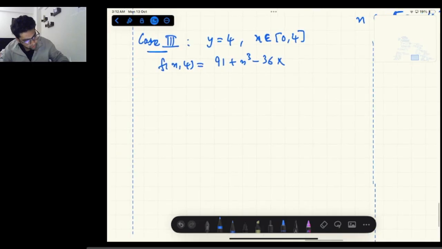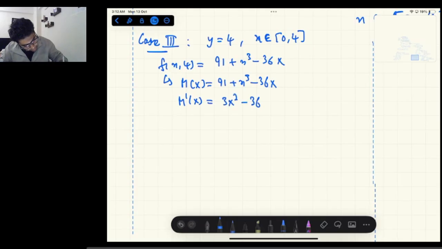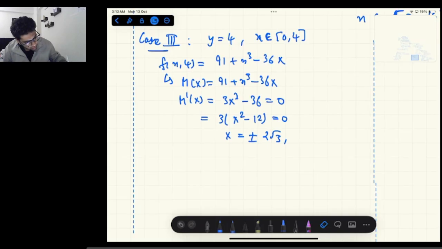So if I just give this a name as m of x, m of x is 91 plus x cube minus 36x, so m dash x is again 3x square minus 36, which is equal to 0. So again I would take 3 common, x square minus 12, x is equal to plus minus 2 root 3. Reject negative 2 root 3, but while finding the points where the first derivative is changing signs, just use that. So use this point 2 root 3, so this becomes positive, negative, positive.